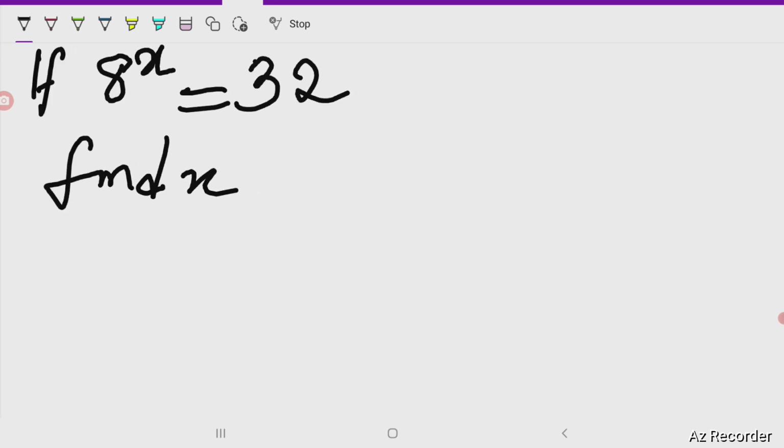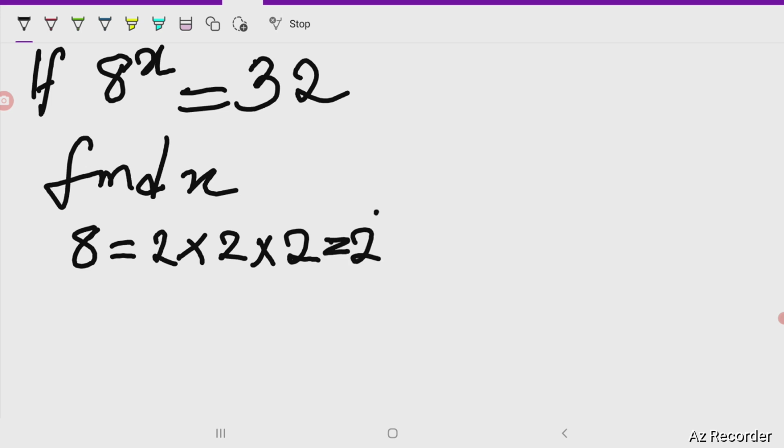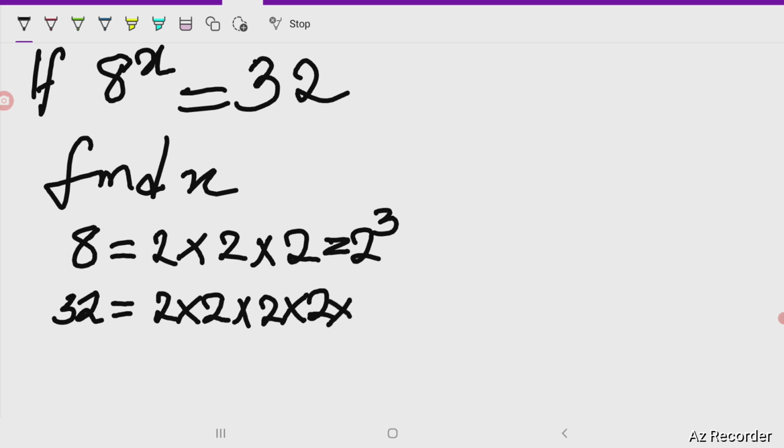So if 8 raised to the power x is equal to 32, you all know that 8 is equal to 2 times 2 times 2, which is equal to 2 raised to the power 3. And 32 is the same thing as 2 times 2 times 2 times 2 times 2, which is 2 raised to the power 5. That is 32.